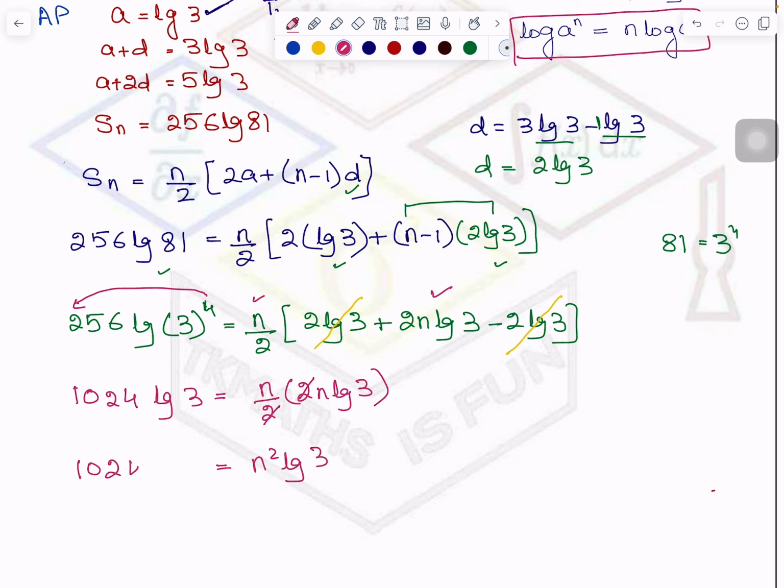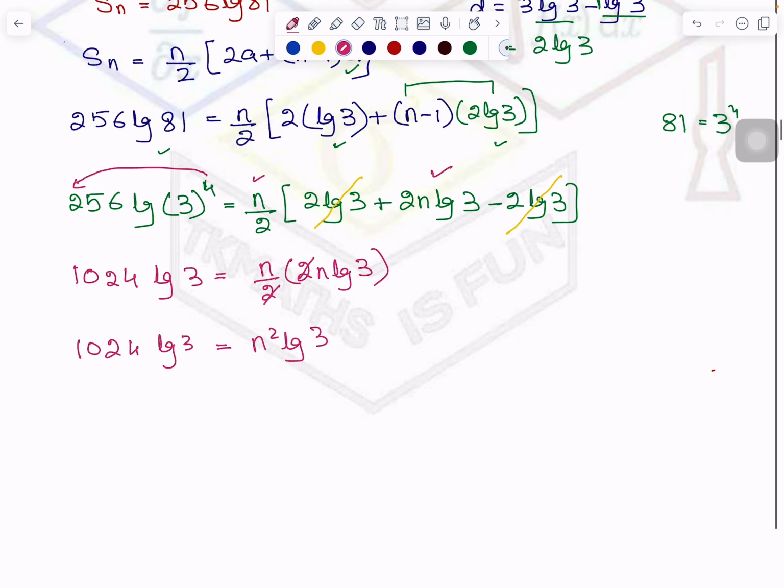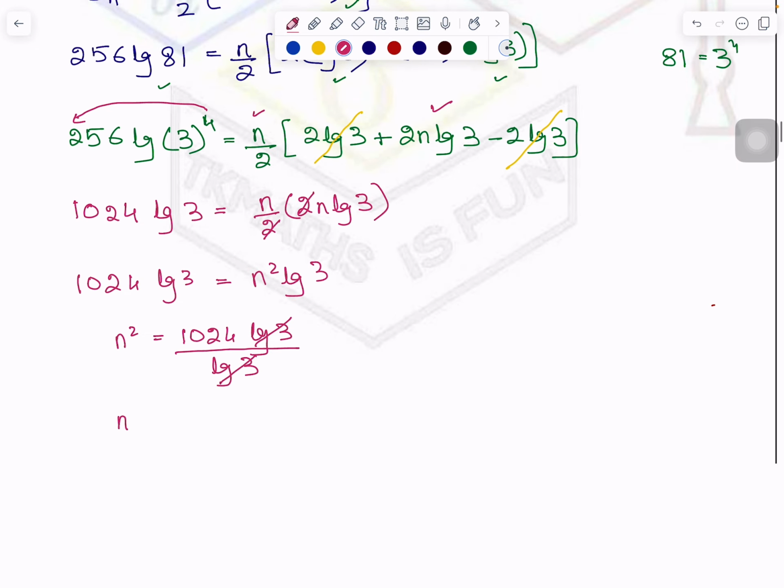So I think from here you know that Lg3 will cancel out. If you bring it down, n square is equal to 1024. By the way, because now you will have one paper without calculator, this is a question which can come in the non-calculator paper, because there is no such number which needs calculator as such. So this very much fits into the non-calculator paper. Now what is root of 1024? 32, right? So this is how we have found the value of n.